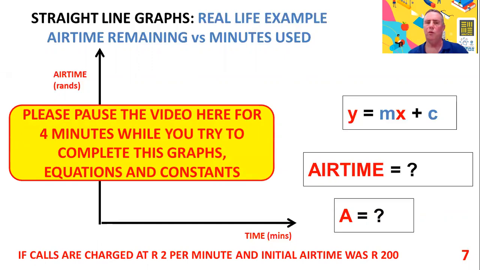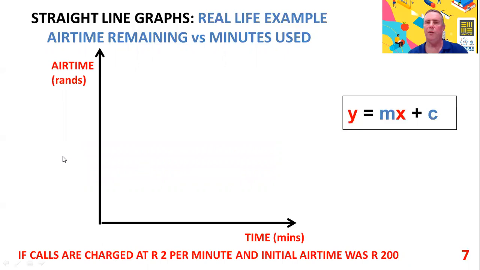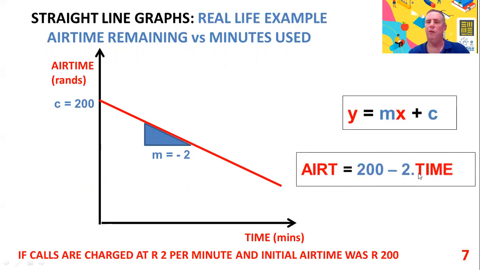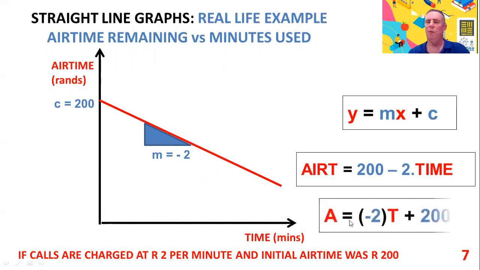Right, so I hope that you all tried it, but let's have a look. First of all, the line on the graph. Well, we would expect something which is decreasing because the more you talk, the more your airtime gets used up. The initial airtime, which is the C value, was 200 Rand, and the gradient is minus 2. Calls are charged at 2 Rands per minute, but your balance is decreasing, so the gradient is minus 2 rather than 2. So the graph would be airtime equals 200 minus 2 times time, or we could write it as airtime equals minus 2t plus 200.